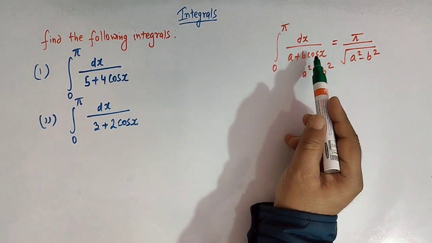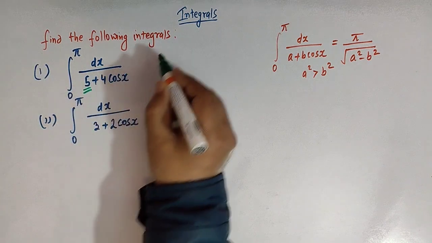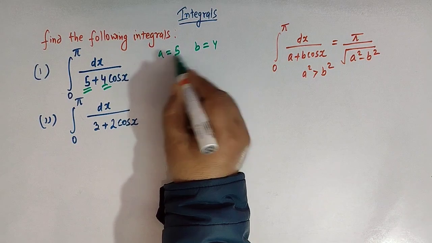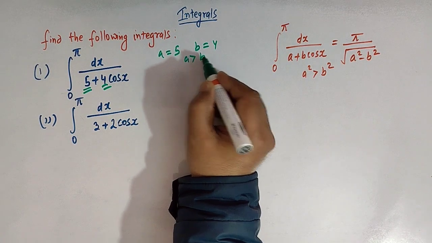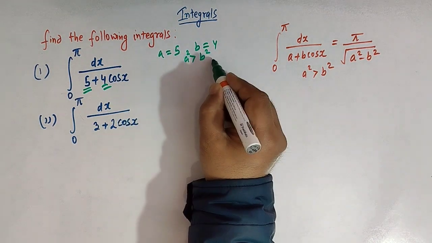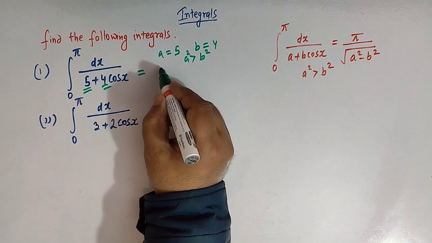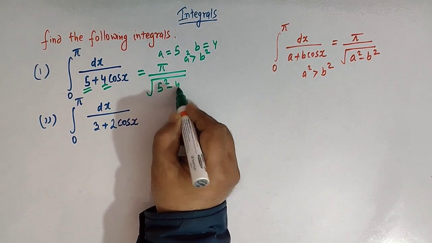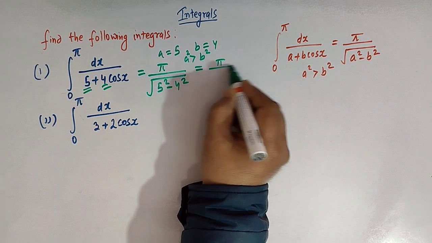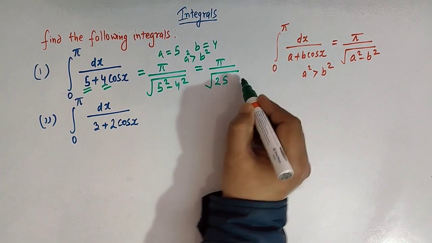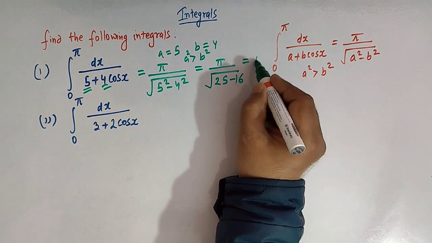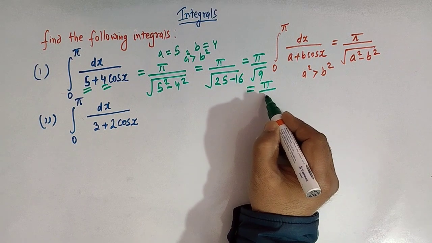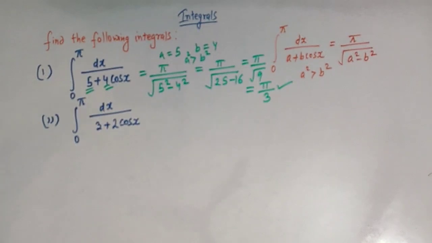If we compare this integral with this one, then the value of a is 5 and b is 4. And obviously a is greater than b, that is a square is greater than b square. So the direct value of this integral is pi divided by square root of 5 square minus 4 square, and here we have pi divided by square root of 25 minus 16, that is pi over square root of 9, that is equal to pi over 3.